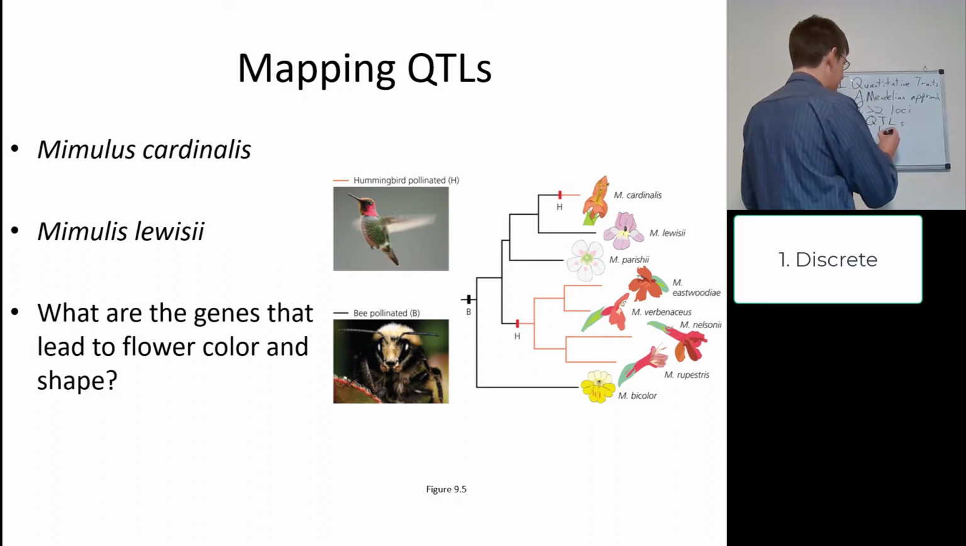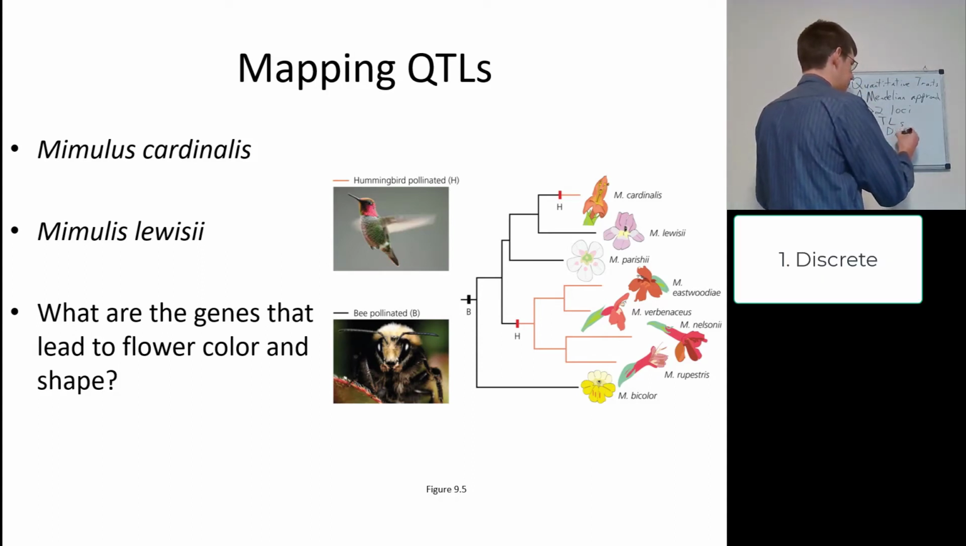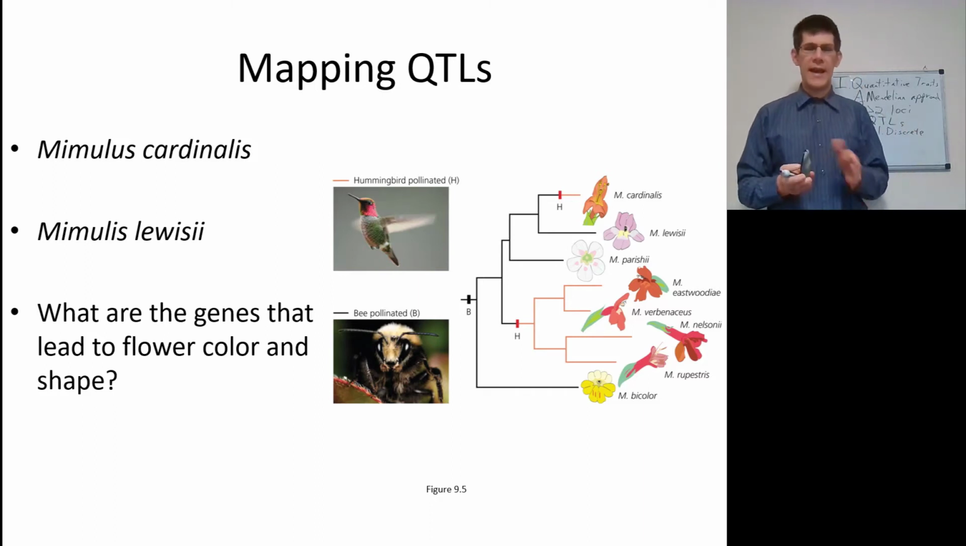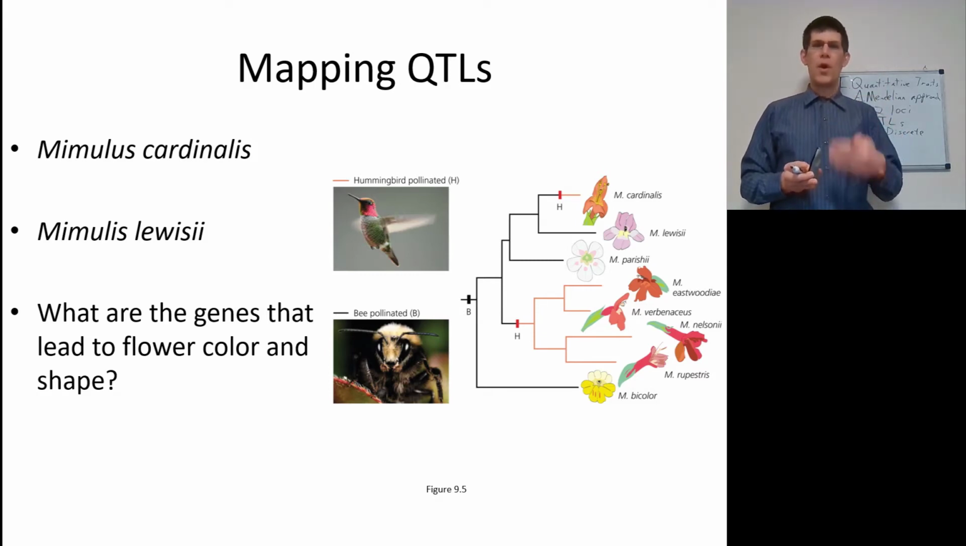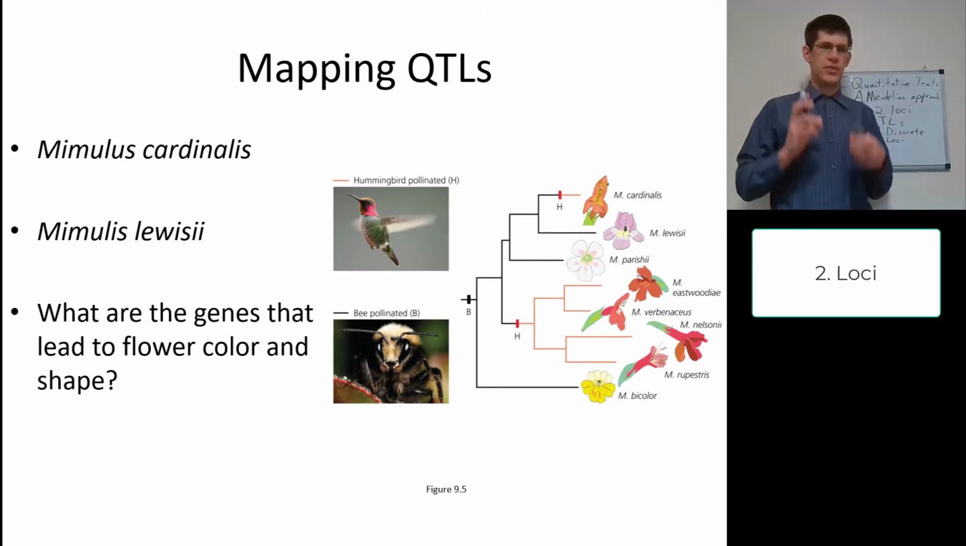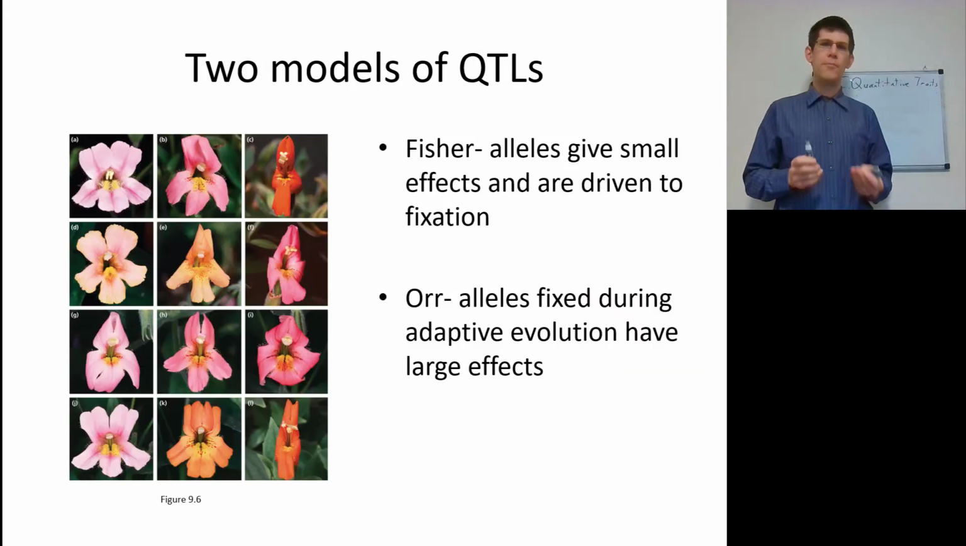One of the assumptions is that these would be discrete, so that each gene would have a very specific effect on flower color, or a very specific effect on corolla length. So we can see discrete units of flower shape and color being mapped out at the different loci. Each one of these is going to map to a different part of the genome. And there are two models of how these QTLs could be mapping out.